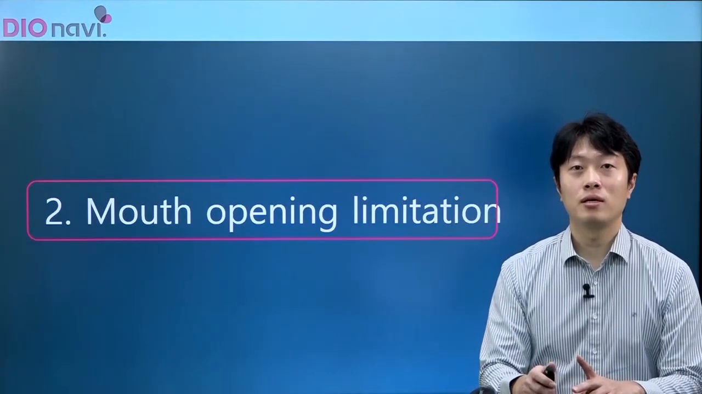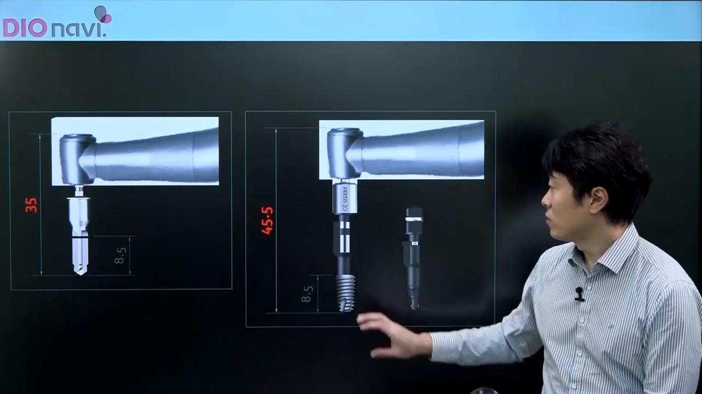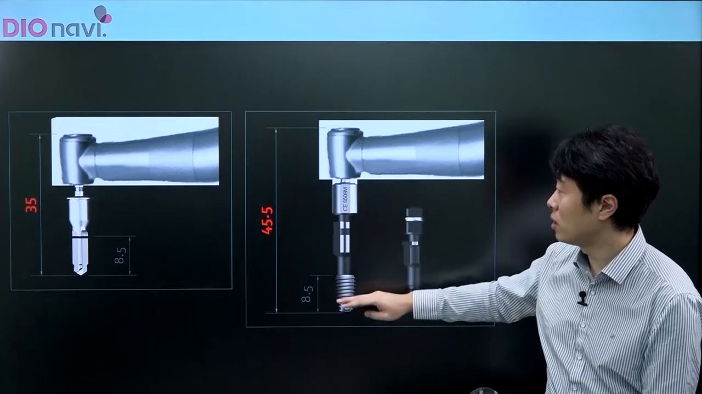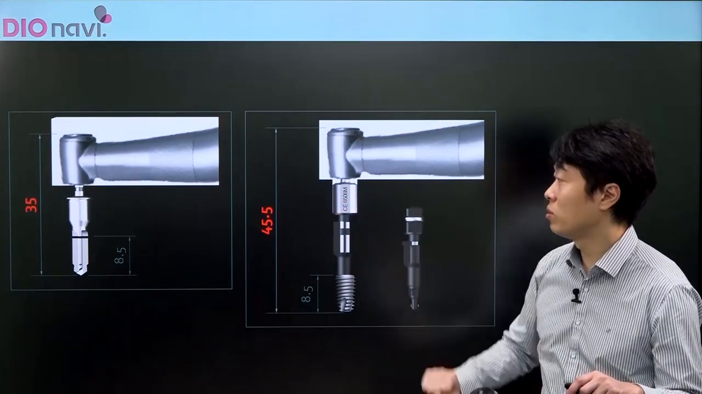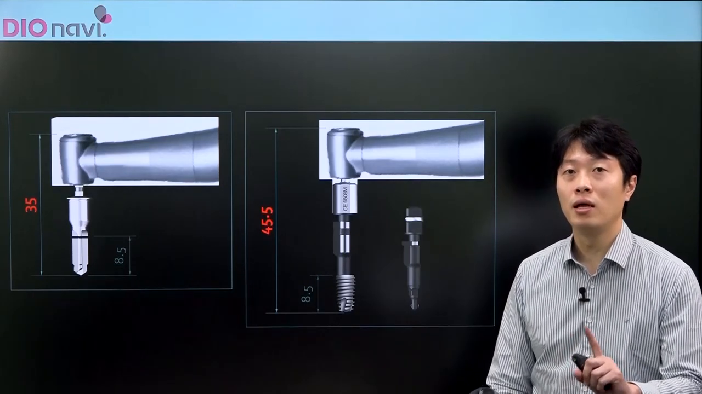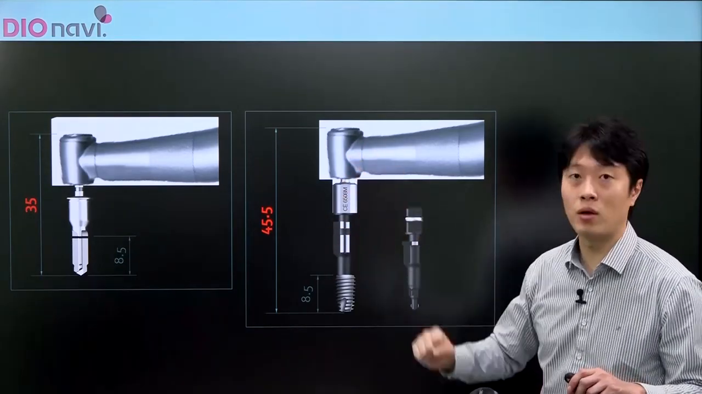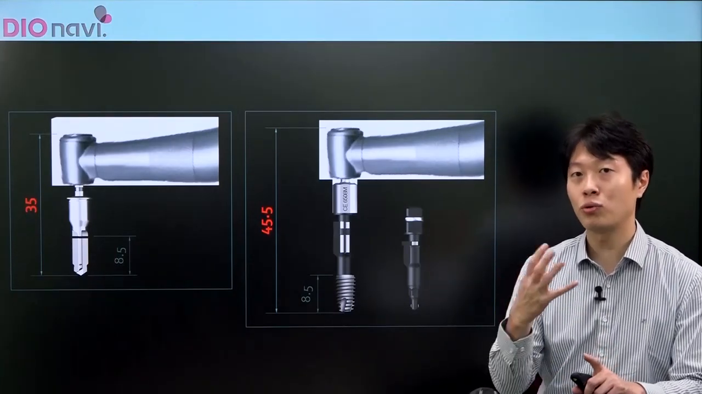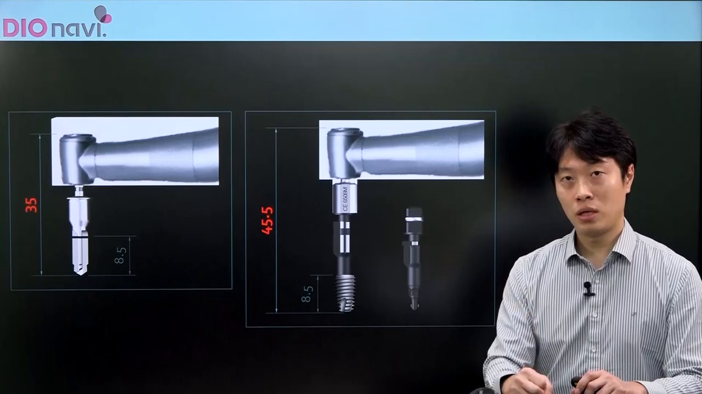The second is the opening limitation. The DIOnavi implants, if connected from the fixture to the implant engine like this, will be 45.5 millimeters in length, which is quite long. Since the mouth opening in adults is usually about 40 millimeters, when placing the mandibular posterior molar, its length may present a challenge. Things can be more difficult if the mouth does not open as much as needed. So make sure to check for opening limitations when establishing a treatment plan.